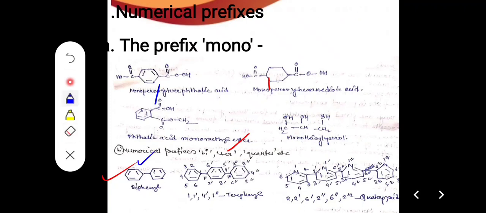So that is a biphenyl system. That's why we term it bi. Bi means two benzene rings are attached, okay. Next one, terphenyl. There should be three benzene rings attached, that's why we term it terphenyl.